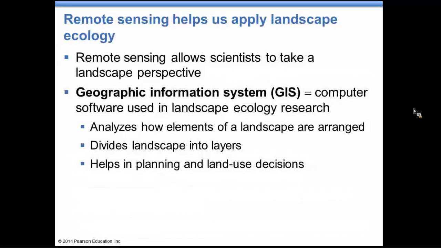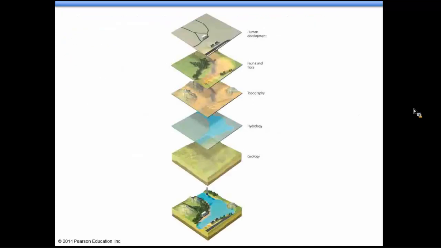Remote sensing helps us apply landscape ecology. As more scientists take a landscape perspective, they are benefiting from better and better remote sensing technologies. A common tool for research in landscape ecology is Geographic Information System, or GIS. It's computer-based software, and it consists of multiple types of data, for instance, on geology, hydrology, topography, and multiple other variables you might want to know, and combines them in a common set of geographic coordinates. So we're taking spatial data on multiple variables and things of interest and putting them into a geographic system.